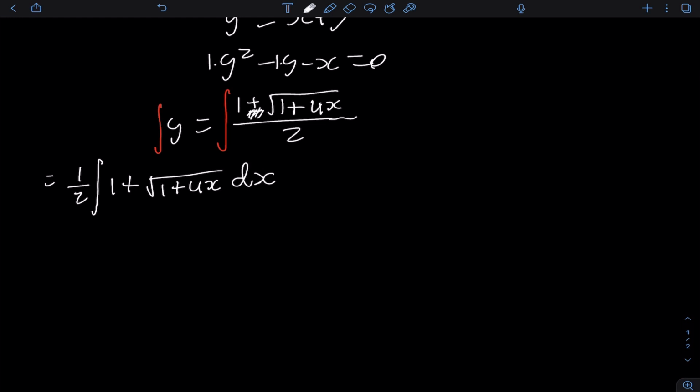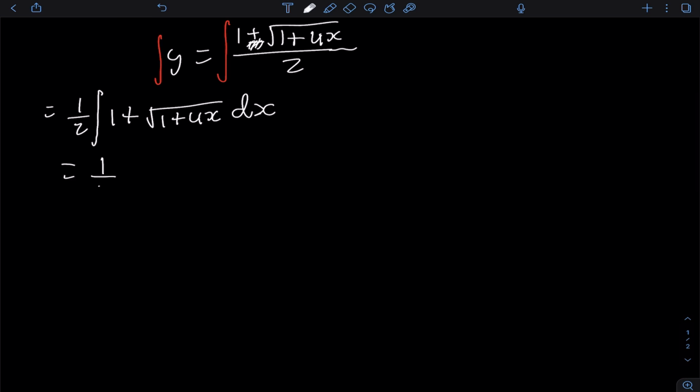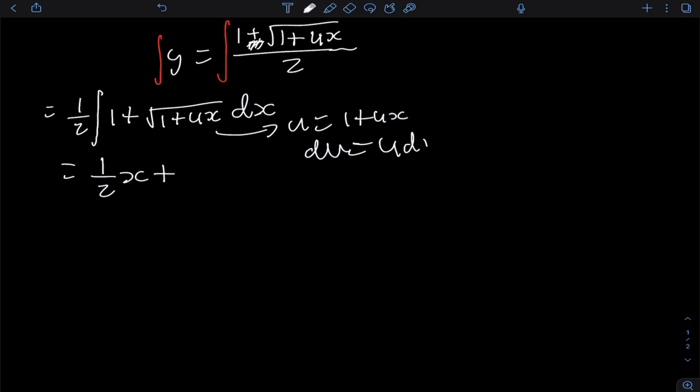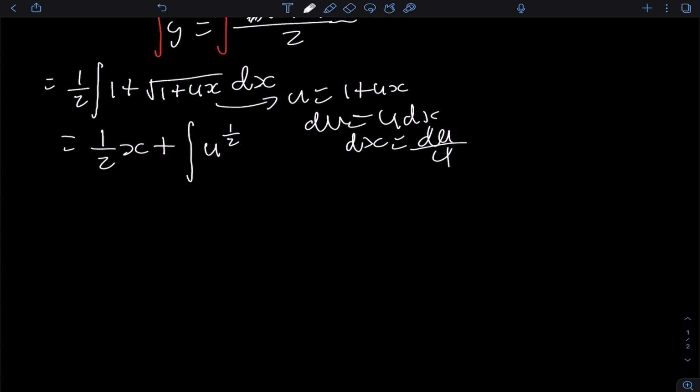This is a pretty standard integral here, so we see that this is now 1/2 times the integral of 1, which is x, and the integral of the square root of 1 plus 4x. We do a simple u-sub here, so we take u to be 1 plus 4x, therefore du is 4 dx, and dx is du by 4. So let's just put this here. We have to add now the integral, and we have the square root of u, because our u is 1 plus 4x, so u to the 1/2 power. And of course, we have du by 4.